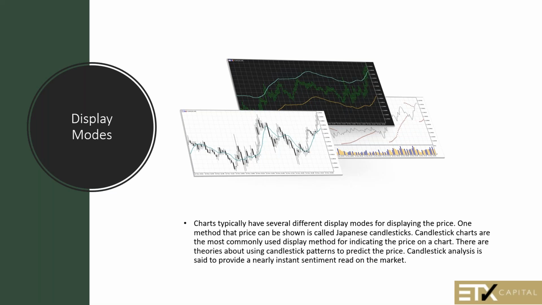Now, charts typically have several different display modes for displaying price. We go from the most popular, which is Japanese candlesticks, and candlesticks have been around since the 1700s. The candlestick charts were used by rice traders. It came over to the Western world and started becoming popular in the 1900s. But the fact is, very few people still use it. In fact, in those days there were very few people trading. But it was a complicated method because in those days we charted by hand. And hand charting is time consuming.